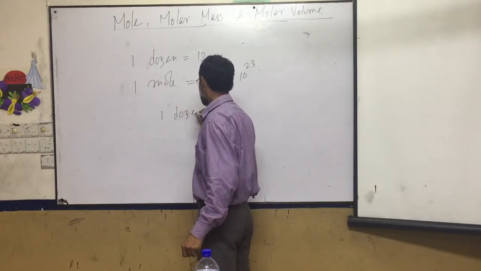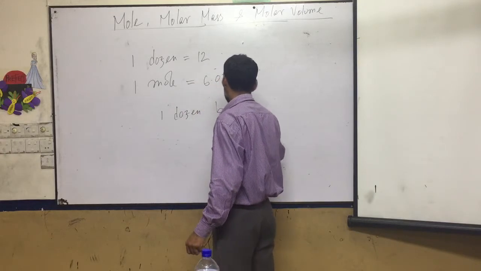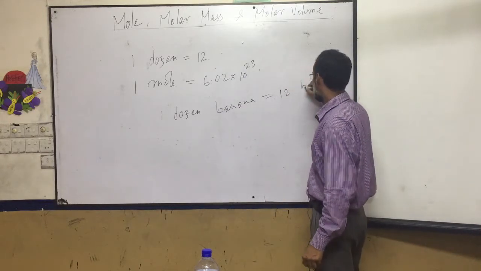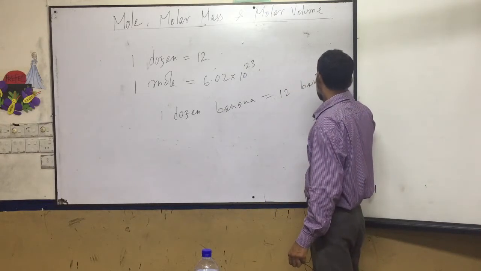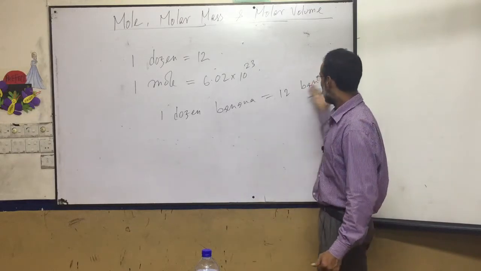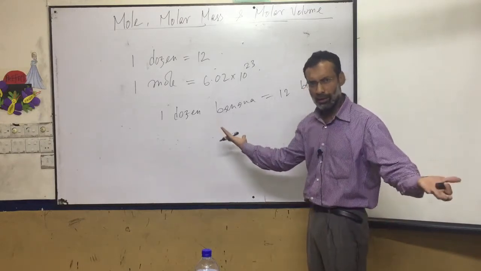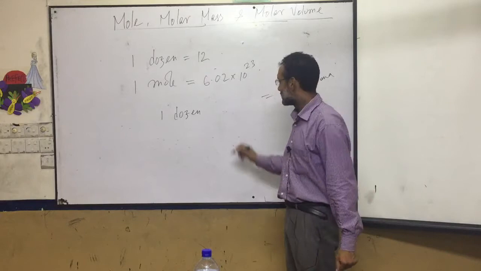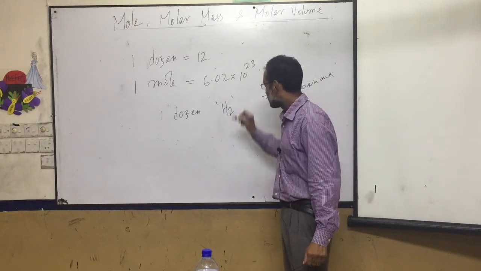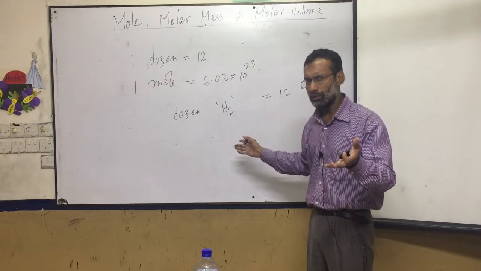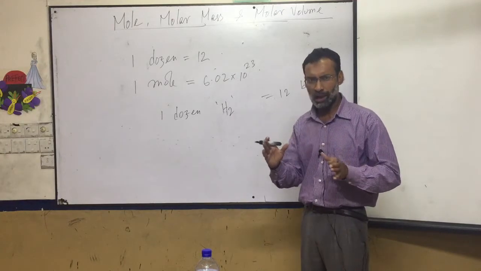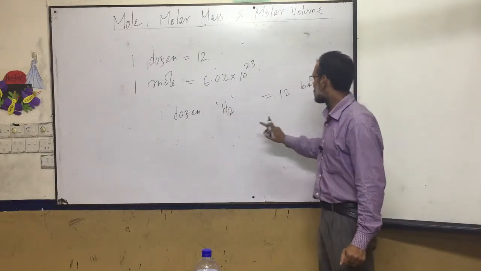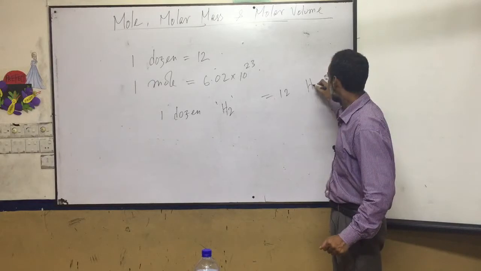1 dozen banana. When I write 1 dozen banana equals 12 banana. Clear? That you know already. And I'm going to say this, 1 dozen, not banana. This time we got hydrogen molecule. When I write H2, you understand this is a molecule, H2. Just H is atom, representing hydrogen atom, and H2 is molecule. So 1 dozen H2 means 12 H2.